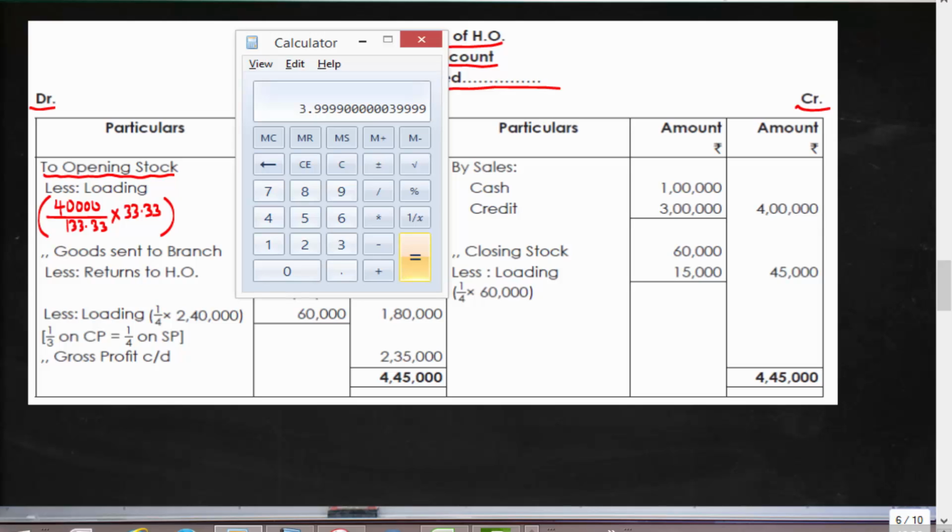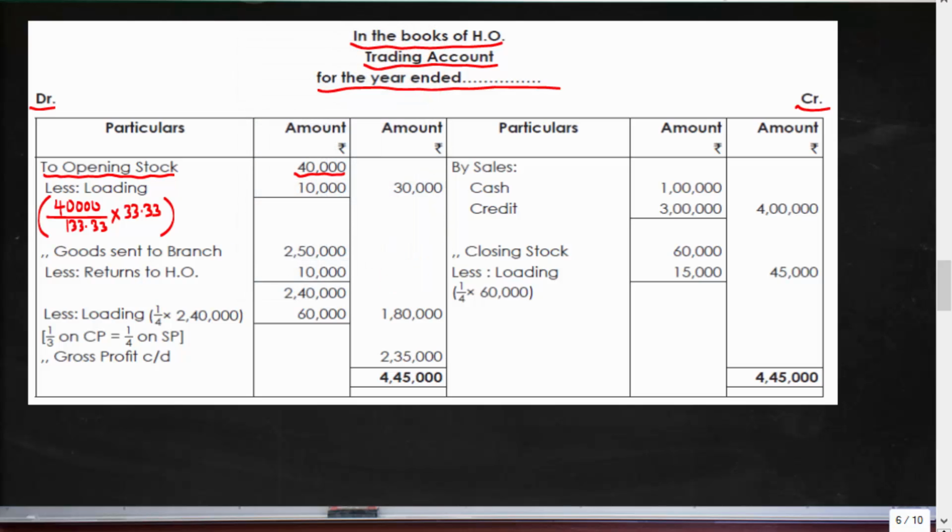Let me put it otherwise: 33.333 divided by 133.333. What is the percentage? It works out to 0.25, that is 25%. So simply we have to remove 25%. Instead of a complex calculation like this, I can simply say loading is nothing but 25%, that is 1/4. So subtract this 10,000 and we get 30,000. This is the cost of opening stock.